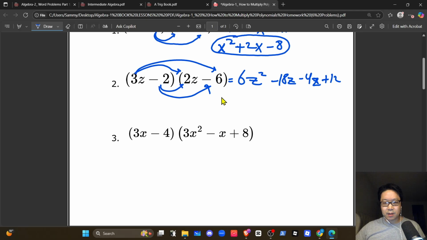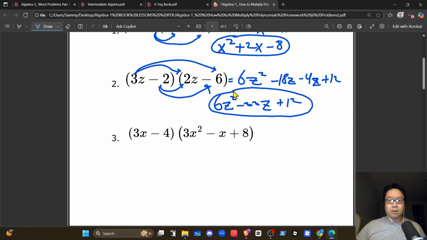And this is going to give us a final answer of 6z squared, -18 and -4 is -22z, and then the plus 12. Okay, and that's our answer. Okay, let's go on to number 3.